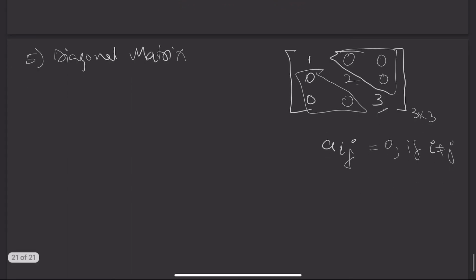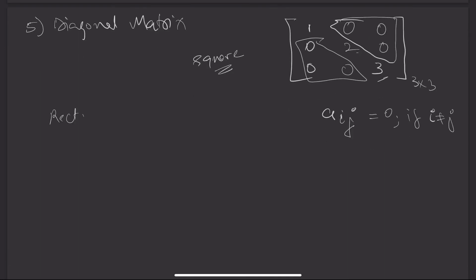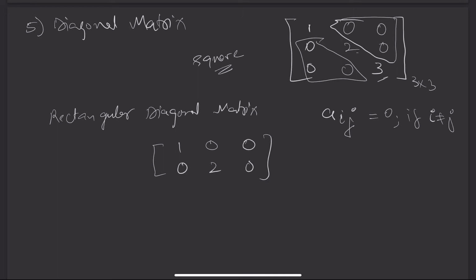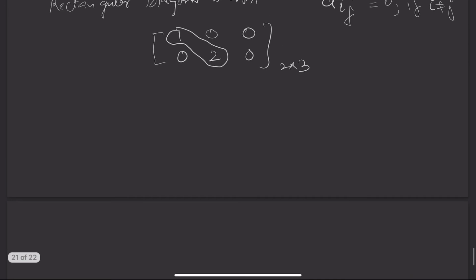We also have something called a rectangular diagonal matrix. A rectangular diagonal matrix is a matrix which is not necessarily a square matrix. For example, we have 1, 0, and 2. We have 2 rows and 3 columns. So here the diagonal is this. So it's not a square matrix. The order of this matrix is 2 by 3. So this is called a rectangular diagonal matrix.